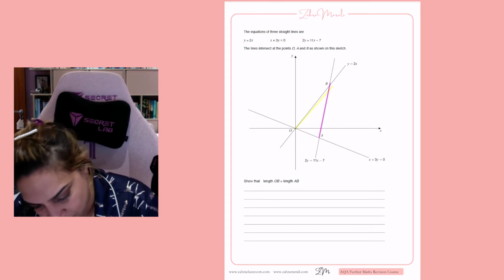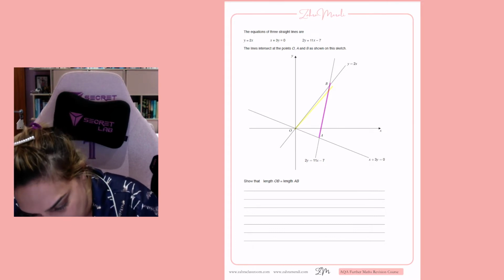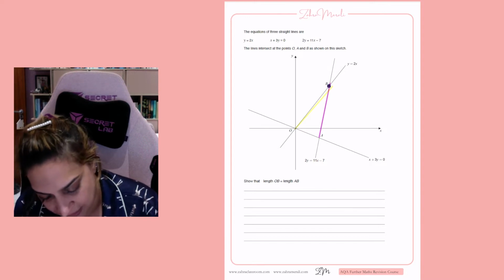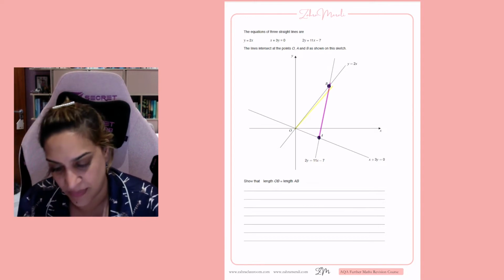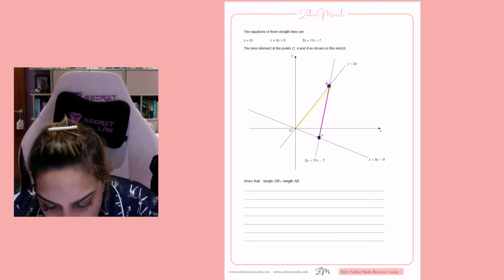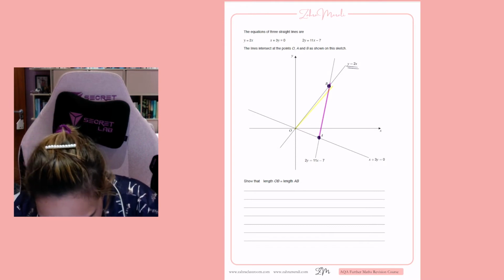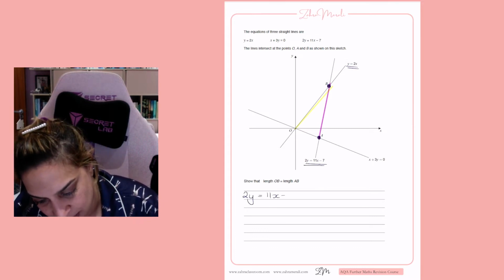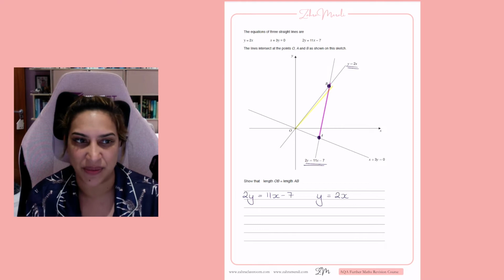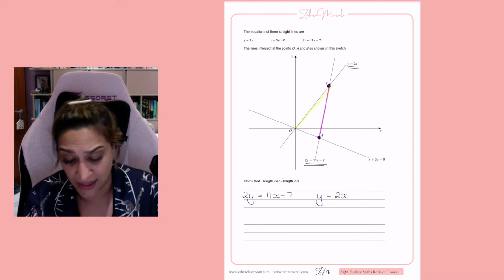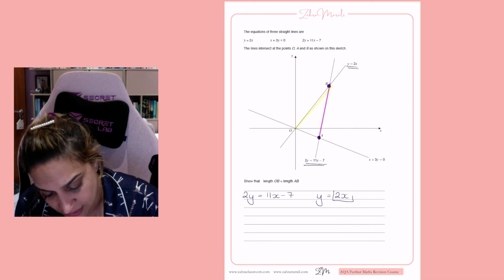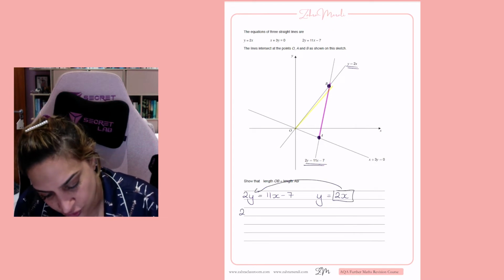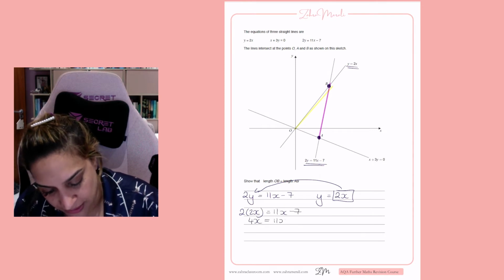If I want to find out the distance, the first thing I'm going to have to do is work out the coordinate here and the coordinate here. The coordinate of B is when y = 2x meets this graph here. So we've got 2y = 11x - 7 and y = 2x. This is easy because you've already got y equals something. You can just substitute the 2x into the y. So we get 2 lots of 2x equals 11x - 7, so 4x = 11x - 7.